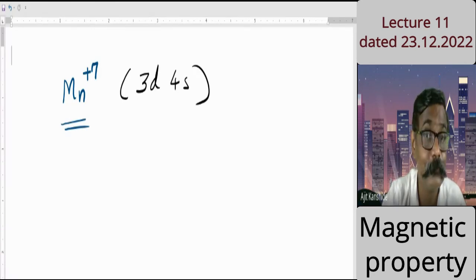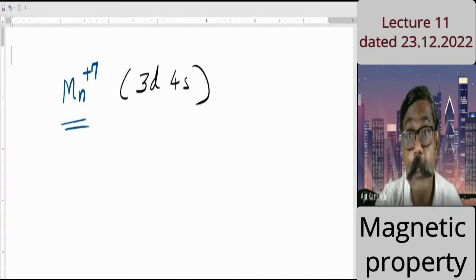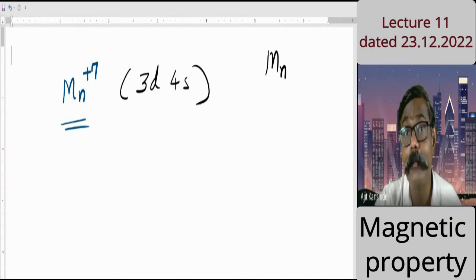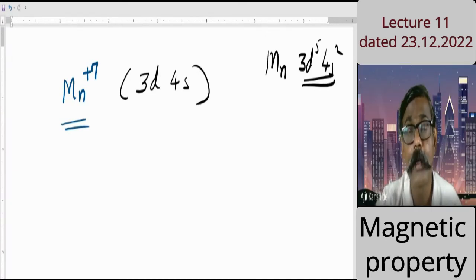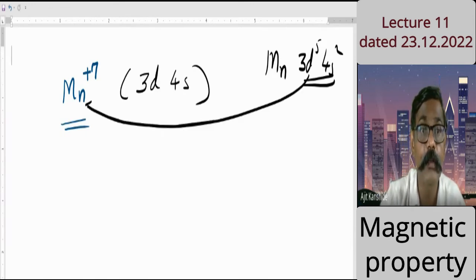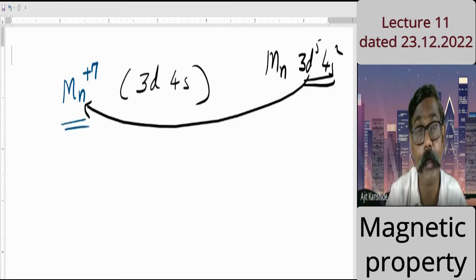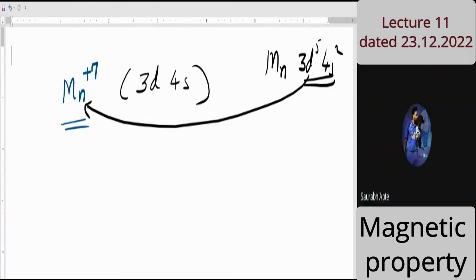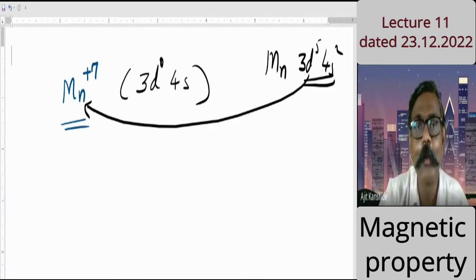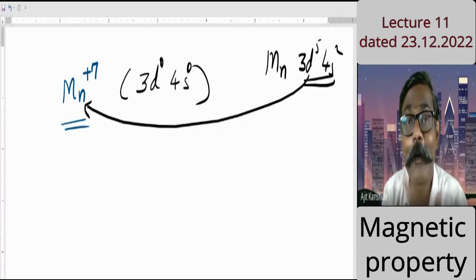Electronic configuration, 3d5 4s2. It is for manganese, it is for Mn. Absolutely right. It is the outer electron configuration. But my question is Mn plus 7. Plus 7, so 7 electrons are removed. Remove 7 electrons and tell me: 3d0, 4s0. How many electrons are there?